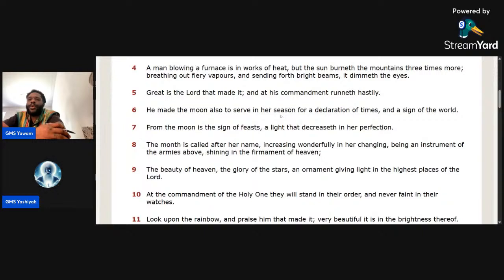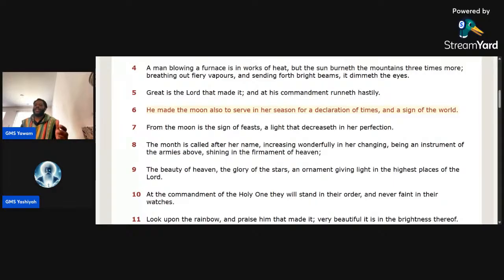Right. It says he made the moon also to serve in her season for a declaration of times, so the moon declares the times. The moon tells us when the first day of the month is. All right, but then also from that first day of the month, 7 days after that will be the Sabbath. And 7 days after that also will be the new moon, because the new moon tells us when the Sabbath comes in, so we'll get what, one, two, three, four.